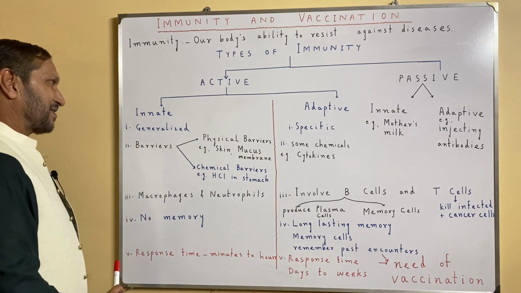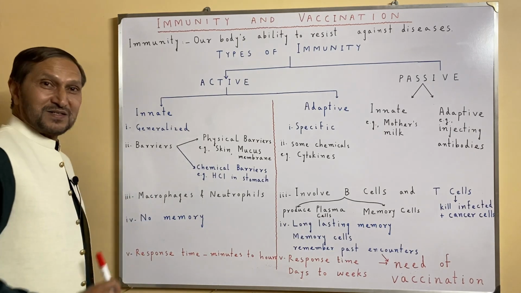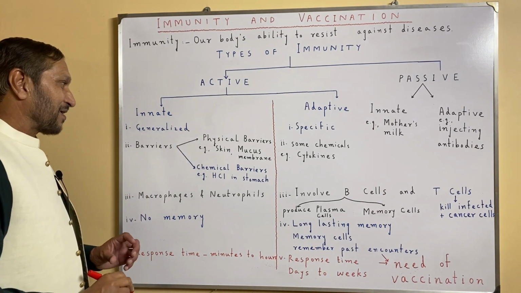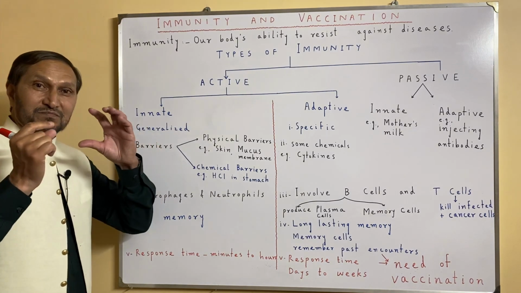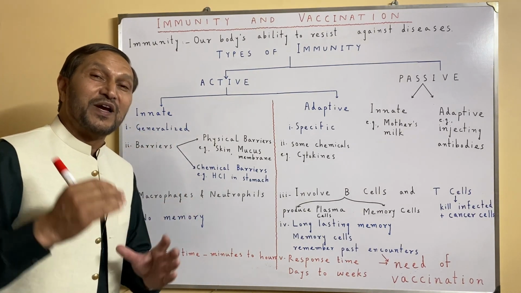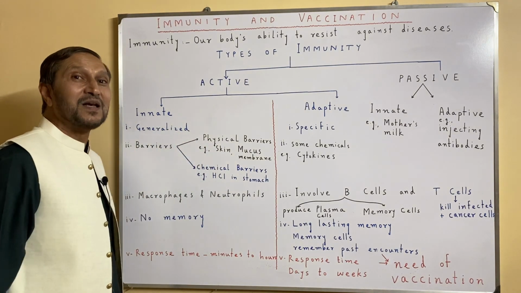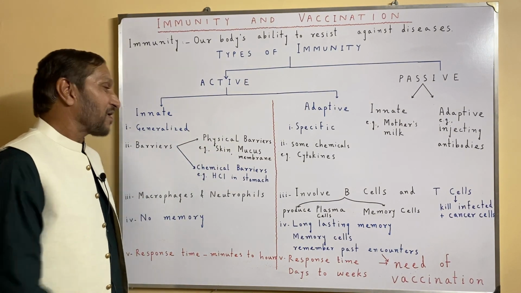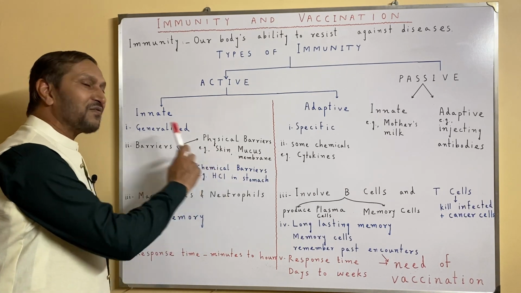The second thing is that if we come to the innate immunity, there are barriers. These barriers prevent the microbes or the invaders from getting entry into our body. The first kind of barrier is the physical barrier. Like skin is the physical barrier. It is the first line of defense.